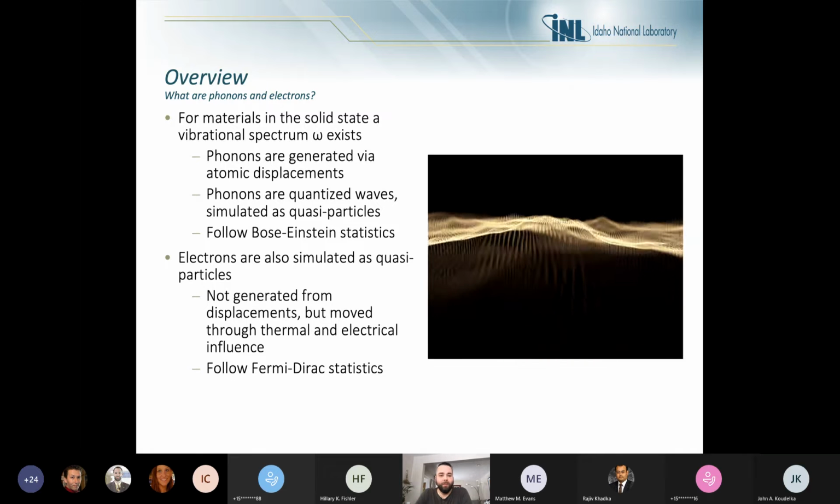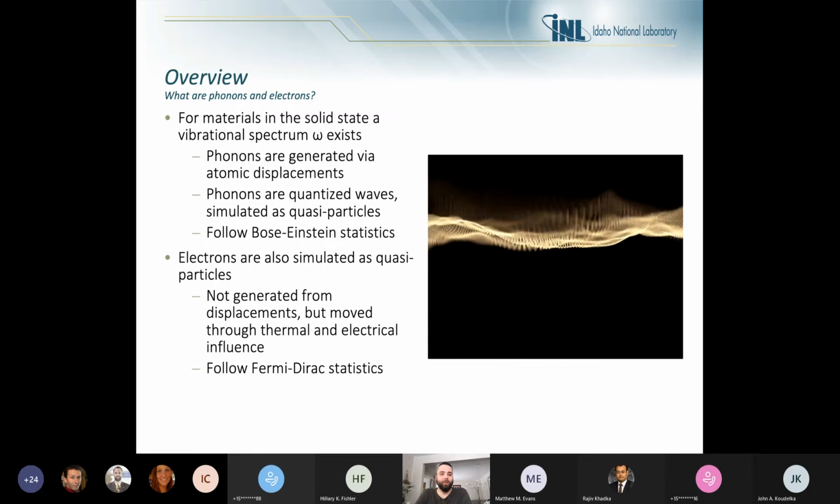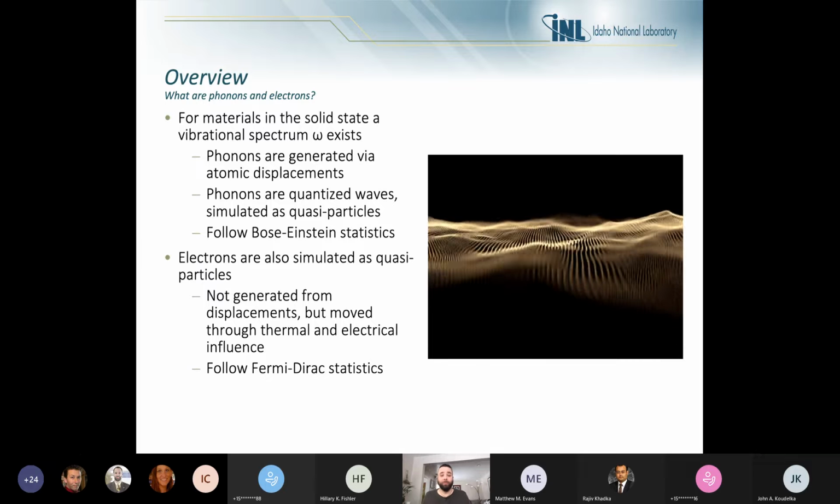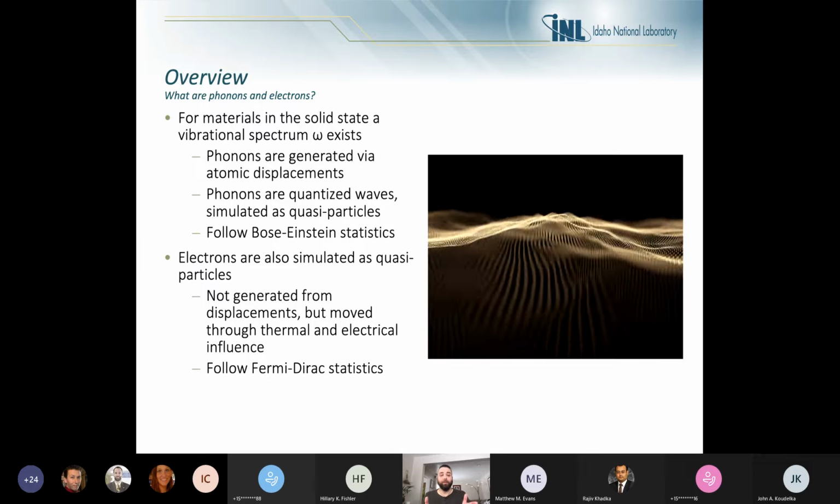Now, phonons don't exist without some displacement or something arising. So to displace temperature, let's say we apply a hot and a cold end to this brick.